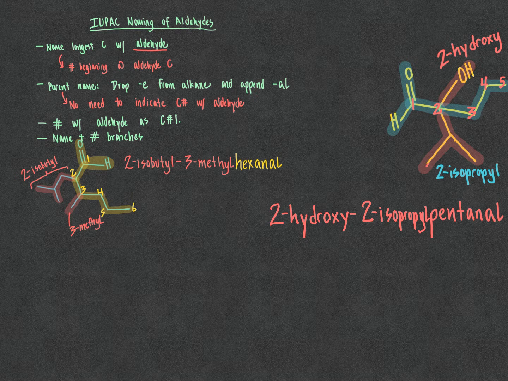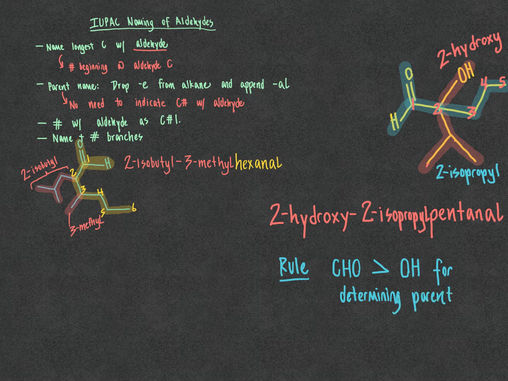And a key learning point here to keep in mind in the future is that the rule is that aldehyde groups, which we can abbreviate as CHO groups, are higher in priority than alcohol groups for determining the parent. So in other words, if you have a structure like the one up top, where we have both an aldehyde group and an alcohol group, the aldehyde group is going to be what dictates finding the longest carbon chain and what dictates the parent name here. And then the alcohol group becomes a branch off of that.